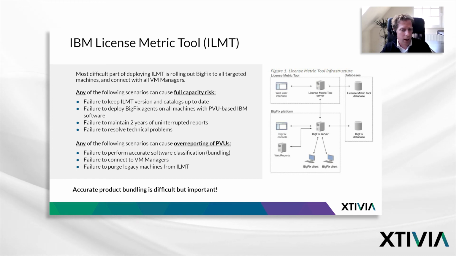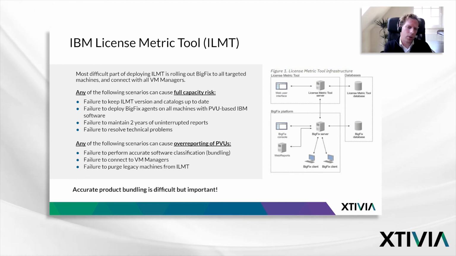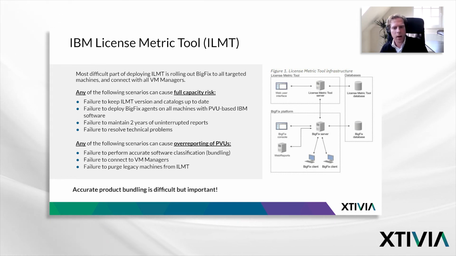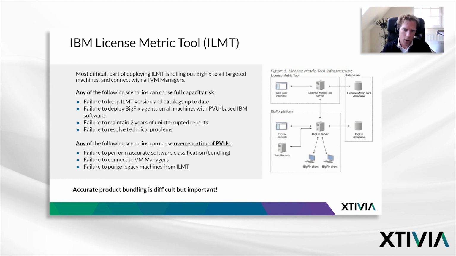So on the one hand, technically, you have to make sure it's working correctly, but also reporting-wise, you have to make sure that the numbers reported by ILMT are accurate, because if that's not up to date, the technical risk is that you don't meet the subcapacity requirements. That's an issue in itself. But there's also a great risk that PVU quantities are over-reported. So without proper software classification and bundling, or not connecting to the VM managers, these are all reasons why ILMT might actually report much more PVUs than are actually deployed. So it's very important that you carefully review those reports before you provide them to an auditor.